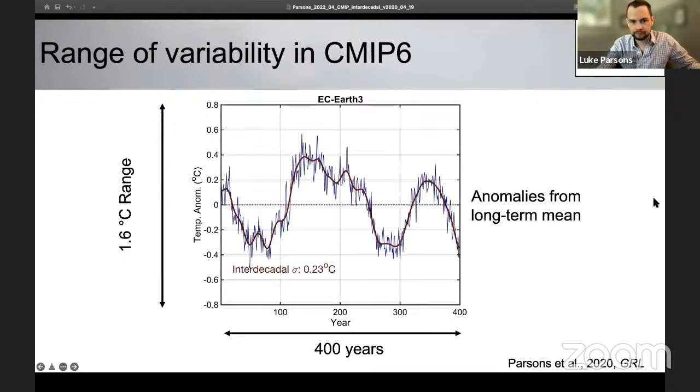And we'll be just looking at the anomalies from the long-term mean in the climate model for global mean surface temperatures. For example, then, here's EC Earth, one of the European climate models, and global mean surface temperature variability on these in this red line on interdecadal timescales. There's a lot of variability there. The standard deviation of this red line is 0.23 degrees.